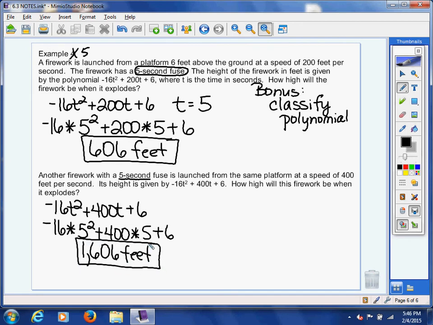This is 5 seconds after it's been lit. Okay, that's it. That's all you needed to do was take the polynomial and be able to plug a number into it and come up with an answer. So hopefully that made a lot of sense and you understood where all the numbers came from.